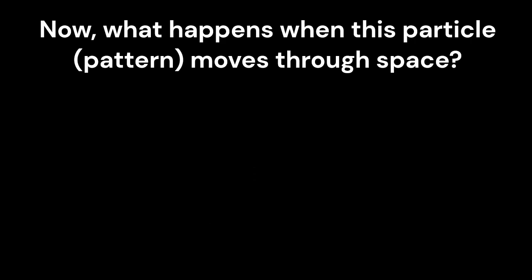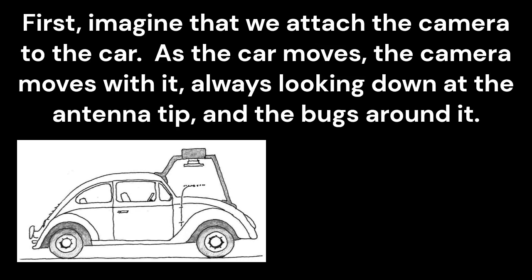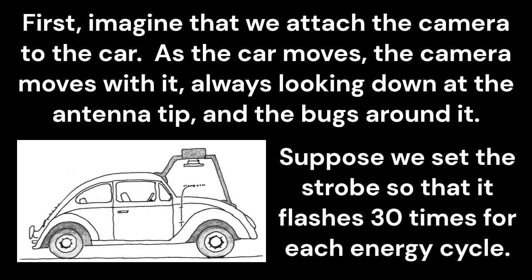Now, what happens when this particle, or pattern of cyclic energy motion, moves through space? Let's run a couple of elaborate thought experiments. Let's imagine we have a stroboscopic camera so we can take some pictures of what's going on. First, imagine that we attach the camera to the car. As the car moves, the camera moves with it, always looking down at the antenna tip and the bugs around it. Suppose that we set the strobe so that it flashes 30 times for each energy cycle.